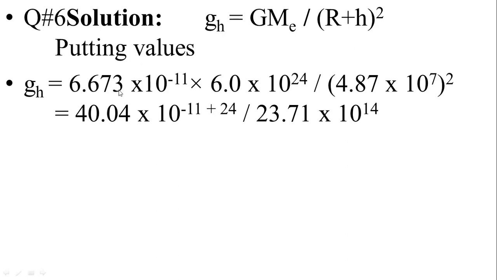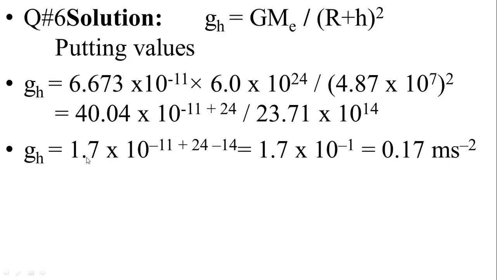gh is equal to G Me upon (R plus h) whole square. Putting the values, then 6.673 multiplied by 10 raised to power minus 11 multiplied by the value of mass of Earth 6 multiplied by 10 raised to power 24 upon (4.87 multiplied by 10 raised to power 7) whole square. Now 6.673 multiplied by 6 is equal to 40.04 multiplied by 10 raised to power minus 11 plus 24 divided by 4.87 square, 23.71, and 10 raised to power 7 square will be equal to 10 raised to power 14.